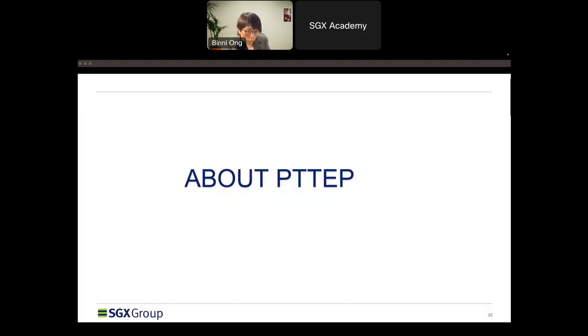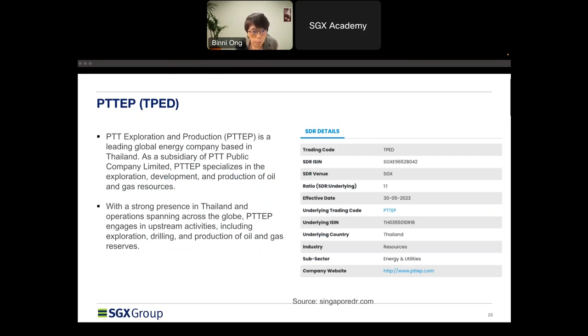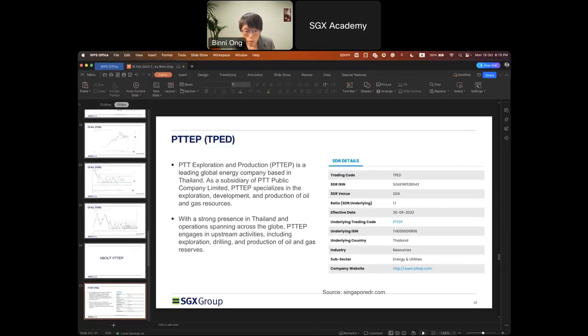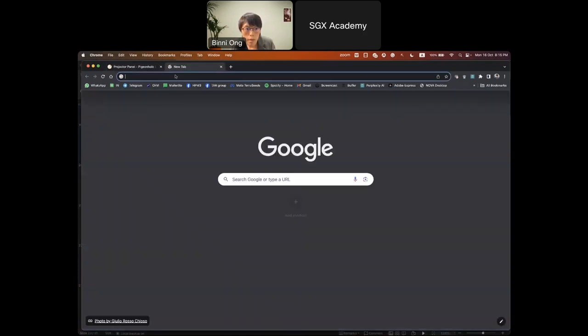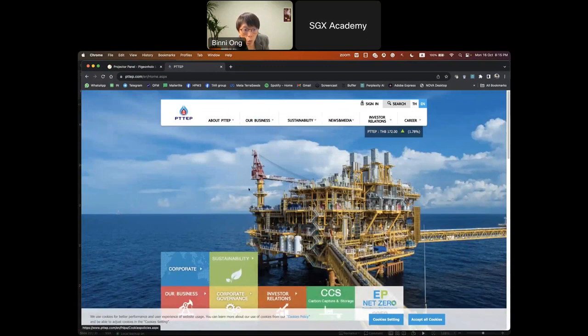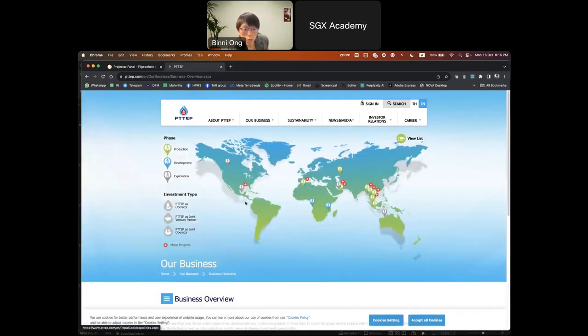So the last one that's listed under the SDR scheme is PTTEP. This is an oil exploration company. It not only has exploration in Thailand, it does have quite a lot of presence in other countries. It has quite a huge operation, not only in the region of Thailand and near us, but also over the world. These are some of the projects that it's involved in. They are basically in the production of oil, and the development and exploration of oil.